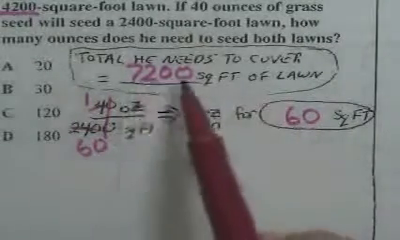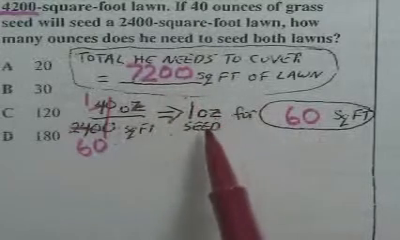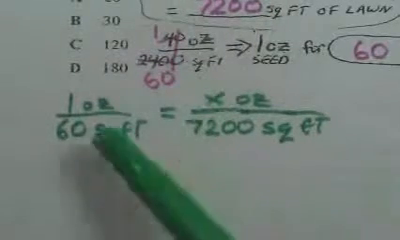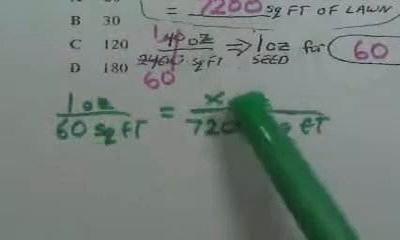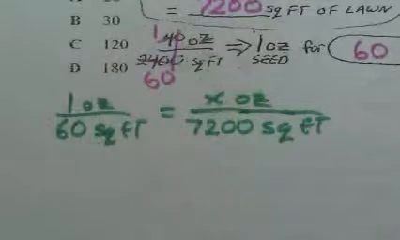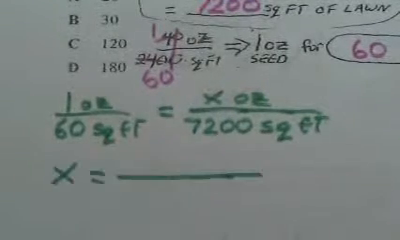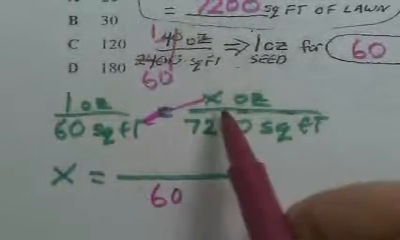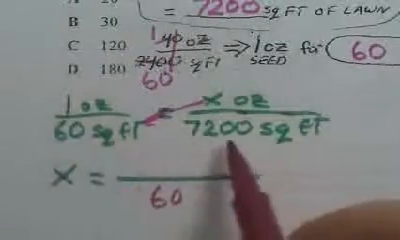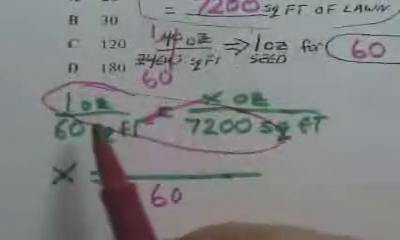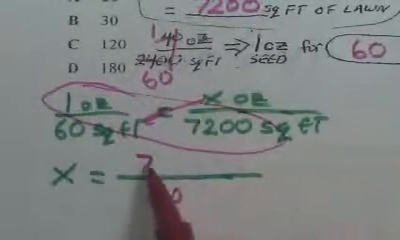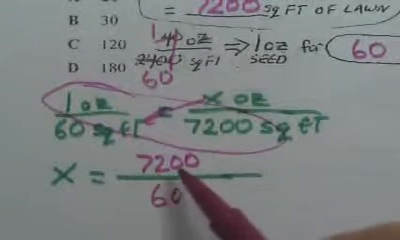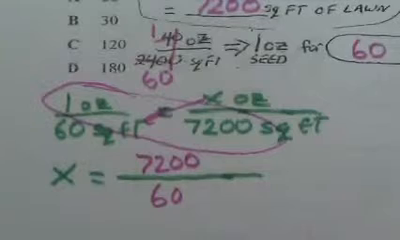We need to cover 7,200 square feet. So how many ounces of seed do we need? So a proportion would look like this. 1 ounce, 60 square feet. How many ounces for 7,200 square feet? So the diagonal line goes to the bottom, the one diagonal of x, and the other two go on top. That's 1 times 7,200. So just 7,200. So now we just need to divide 7,200 by 60.